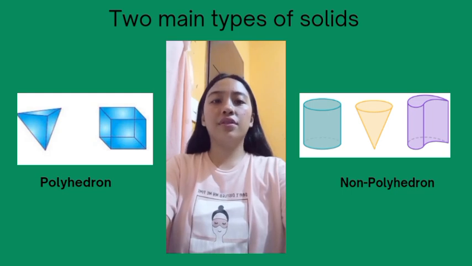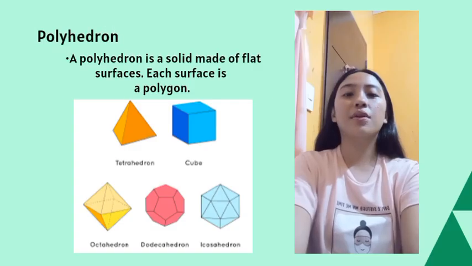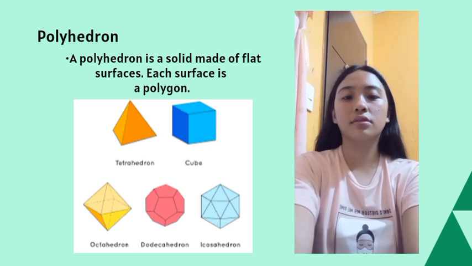A polyhedron is a three-dimensional shape composed entirely of surfaces, each of which is a polygon. Non-polyhedra, on the other hand, are solids that possess curved surfaces or a combination of both curved and flat surfaces. Is a polyhedron a solid made of flat surfaces? Each surface is a polygon.